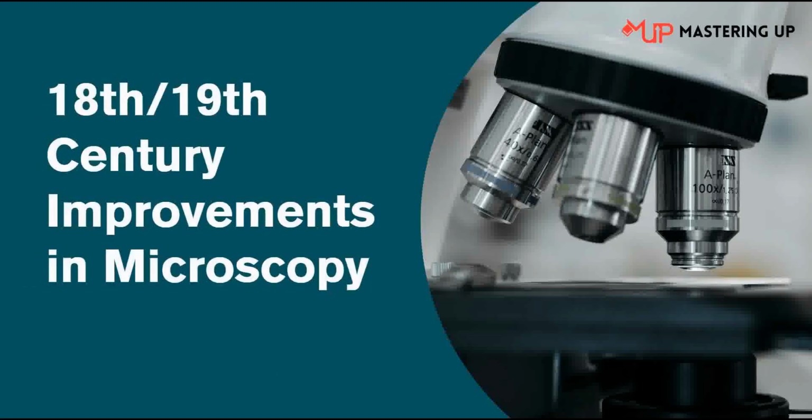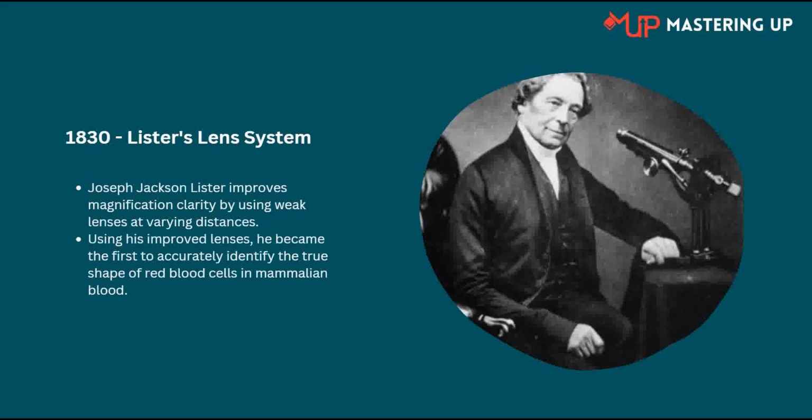Later in the 18th and 19th centuries, improvements were made in microscopy. In 1830, Joseph Jackson Lister improved the magnification clarity by using weak lenses at varying distances. Using his improved lenses, he became the first to accurately identify the true shape of red blood cells in mammalian blood. Lister's lens system greatly improved the image resolution and paved the way for future inventions of the microscope.